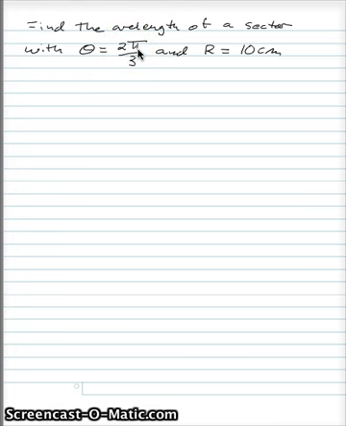Remember that pi radians is 180 degrees. So 2 times 180, 360 divided by 3. That's a very, very large piece of pizza. That's 120 degrees. So you can see that this sector is 1/3 of the entire pizza. So the arc length will be 1/3 of the entire circumference.